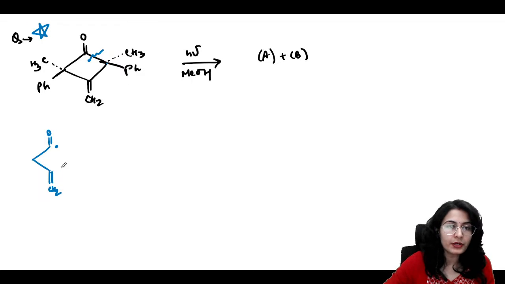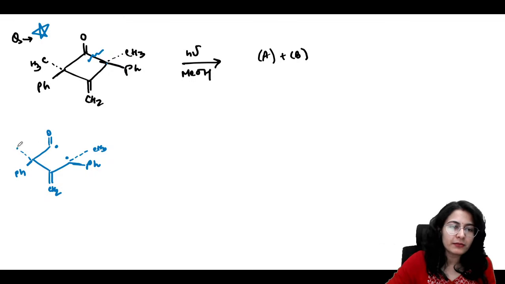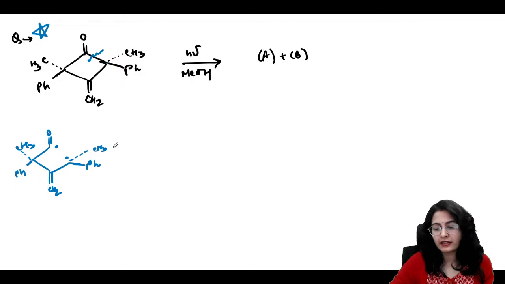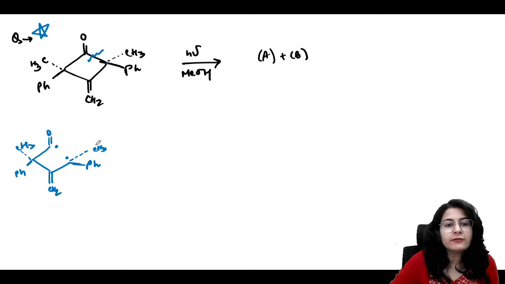CH2 is not going to be involved, guys. This is Ph and this is CH3 as it is. I have not changed the stereo yet. This is as it is. What are we going to get? A mixture of stereo is possible, right? Carbene formed. Now look, very very important.